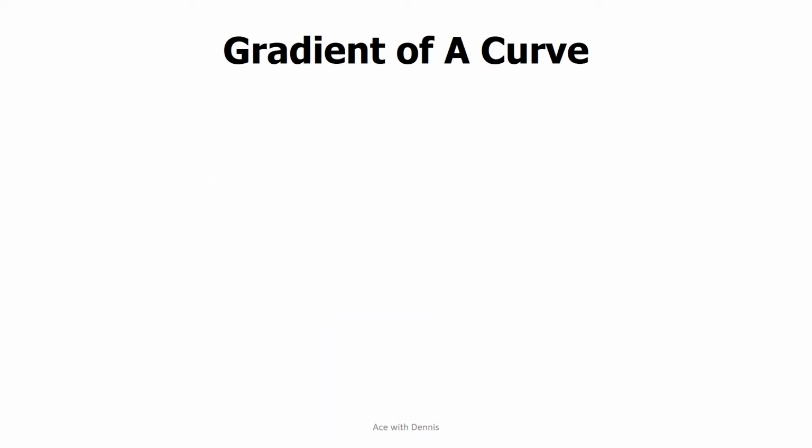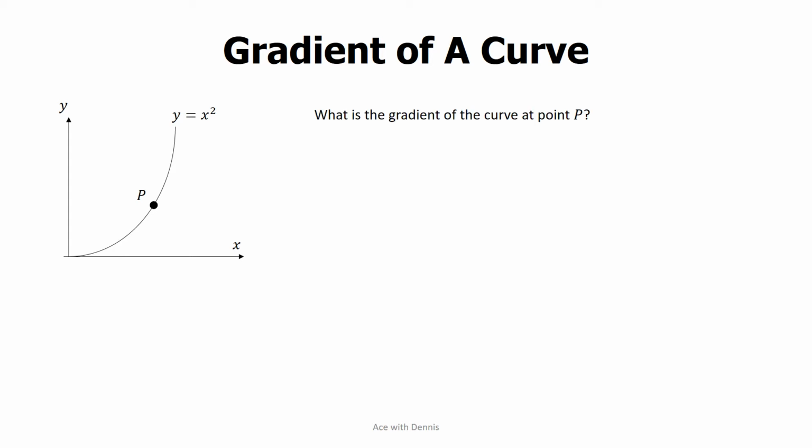Now, let's start with the lesson with the concept of gradient of a curve. Let's look at this graph. I have a curve here, and the equation of this curve is y equals x squared. Here is the question. If this is point P, what is the gradient of the curve at point P?